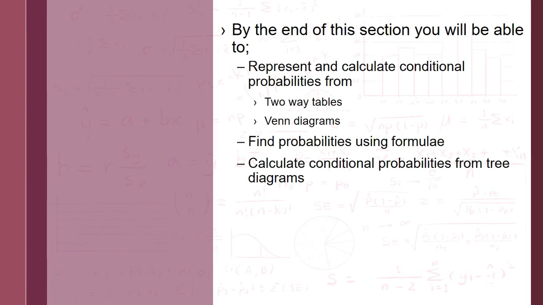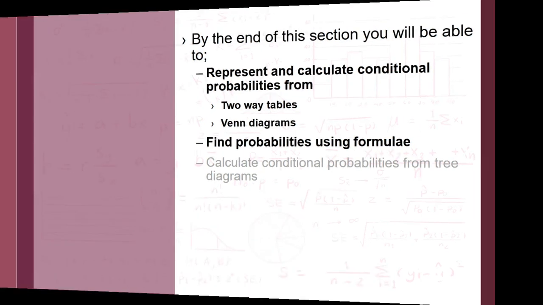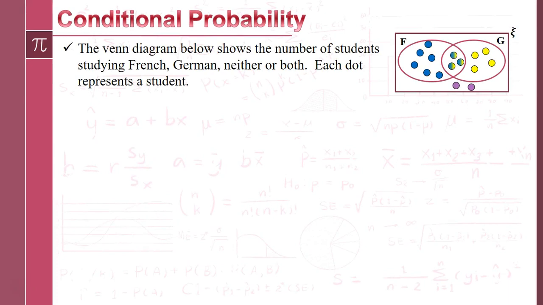So what we're going to be doing is having a look at conditional probabilities and understand what those are. And in this first video, we're going to have a look at how that works with two-way tables, Venn diagrams, and we'll do some work on just using the probability formulae that we saw in the previous video. And then the final video will be on doing something similar but with tree diagrams. So let's have a look at what conditional probability is all about.